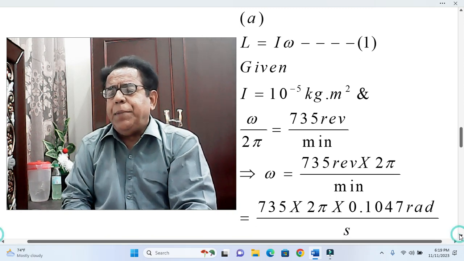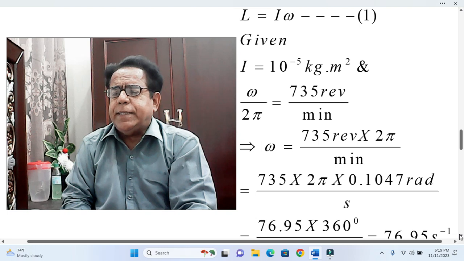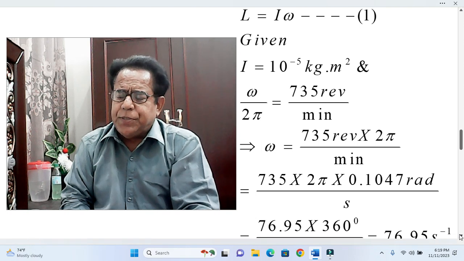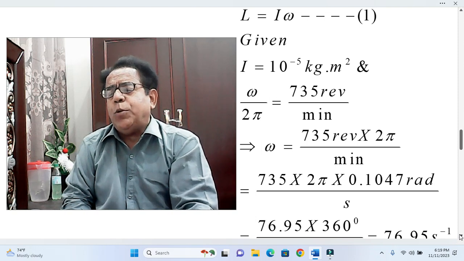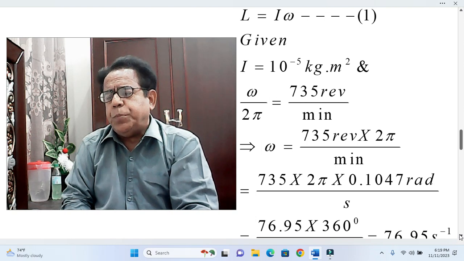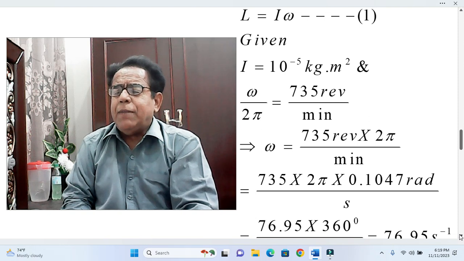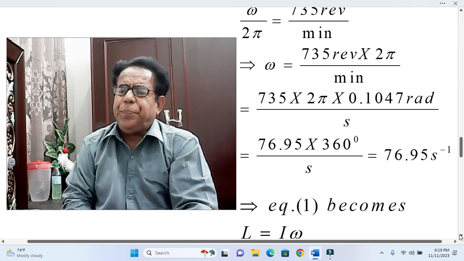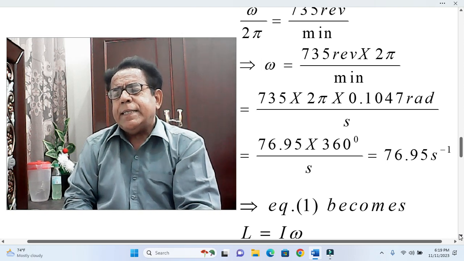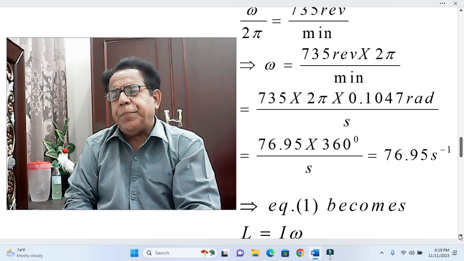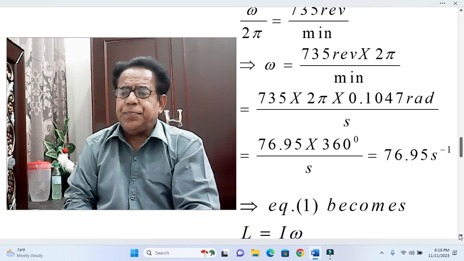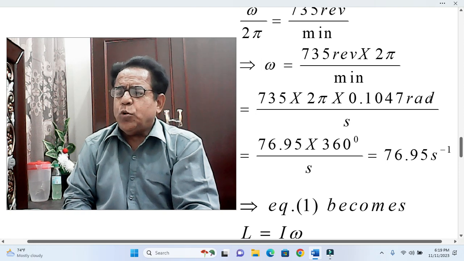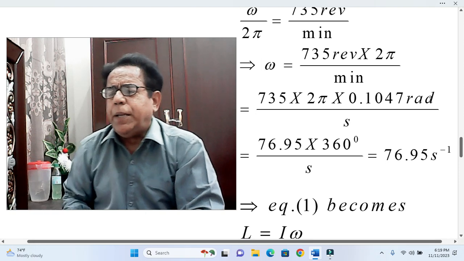From here omega becomes equal to this. That is to say, 2 pi has been shifted to the other side of the equality, and from the denominator it has been shifted to the numerator. Next we have chosen a conversion factor: revolution per minute is equal to this many radian divided by second.